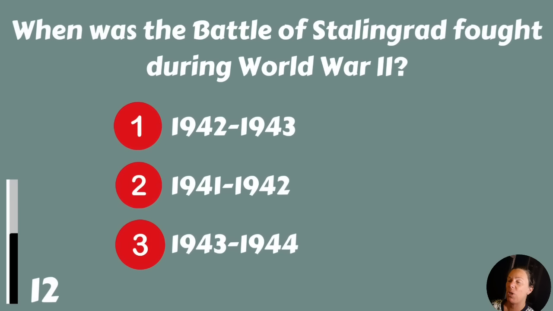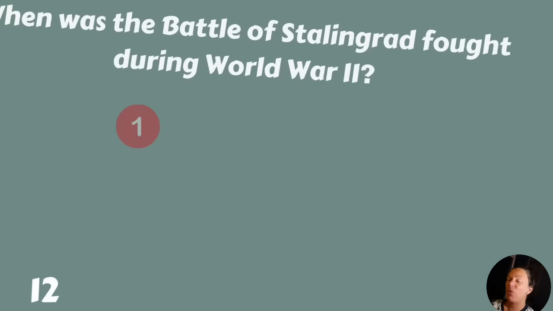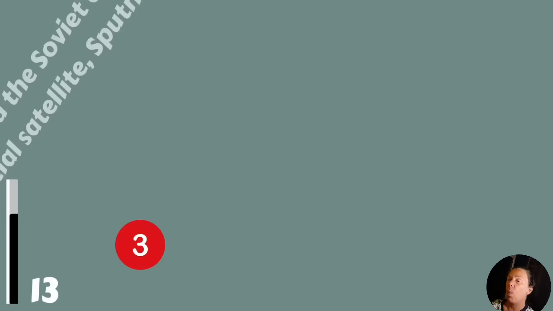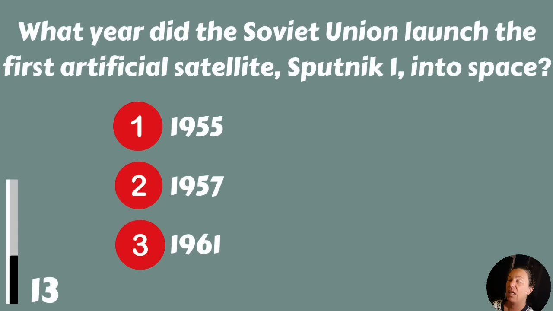'42-'43, '41-'42, or '43-'44? '42-'43. What year did the Soviet Union launch the first artificial satellite, Sputnik 1, into space?